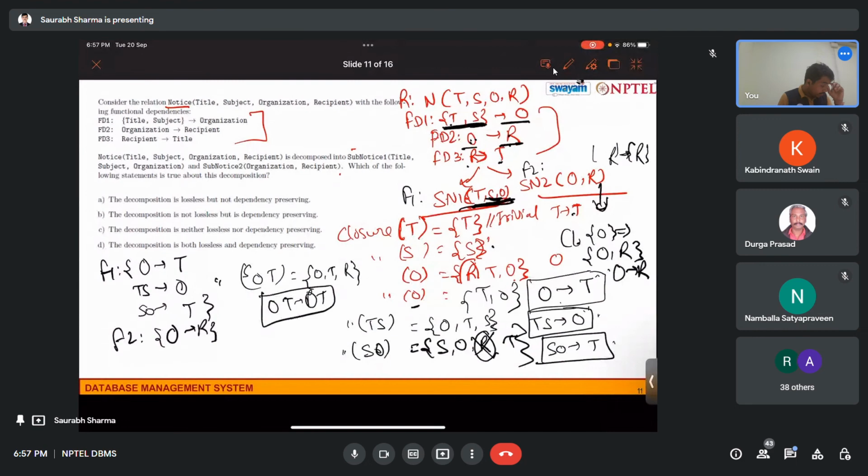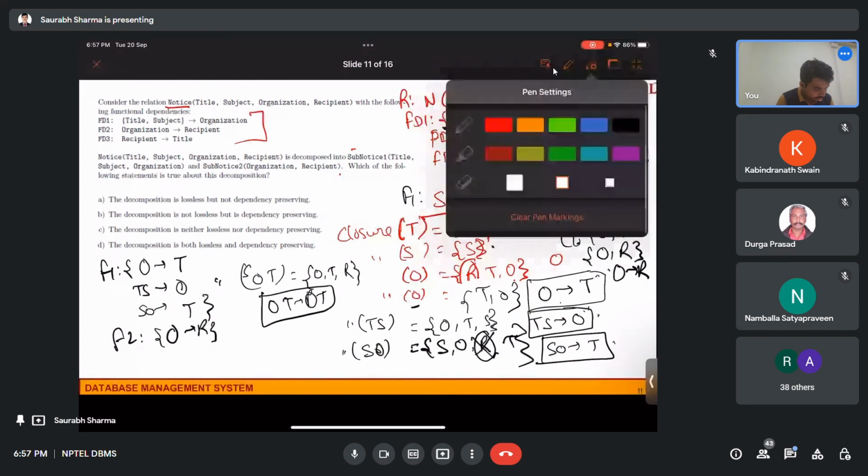Now in individual relation there are these relations. Let me first raise something.